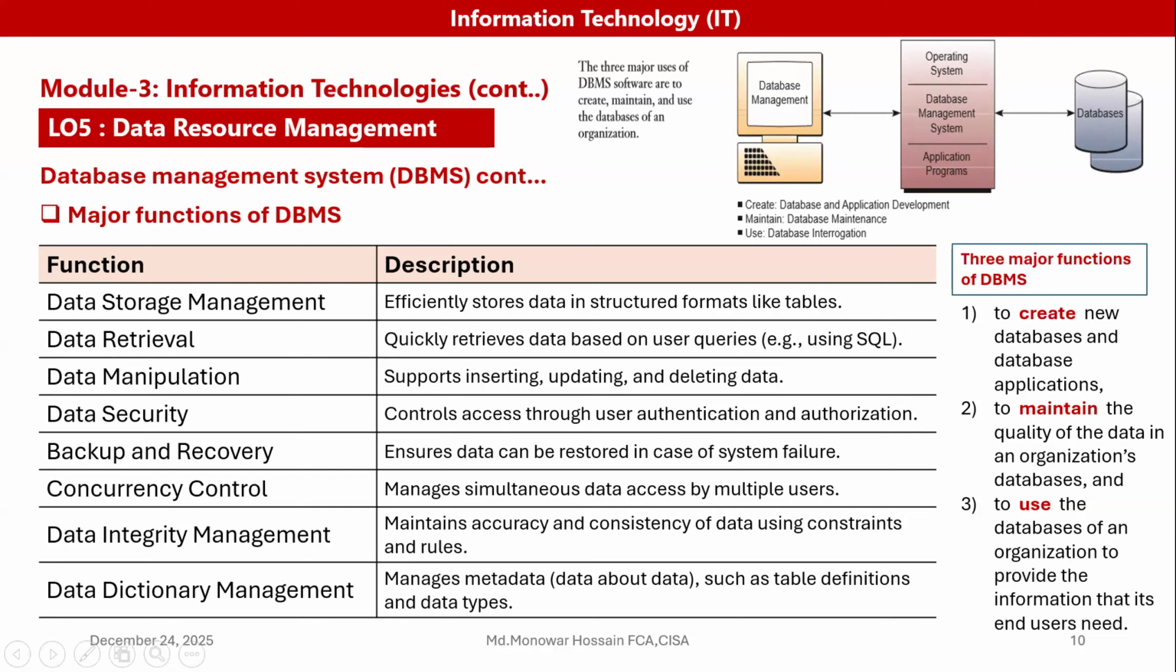So the three major uses of database management software are to create, maintain, and use the database of an organization. The layers go from the operating system to the database management system, then the application program, and then the database. Create means database and application development. Maintenance means database maintenance. Use means database interrogation. So these are the major functions of a database management system.